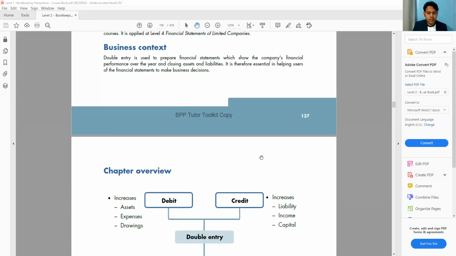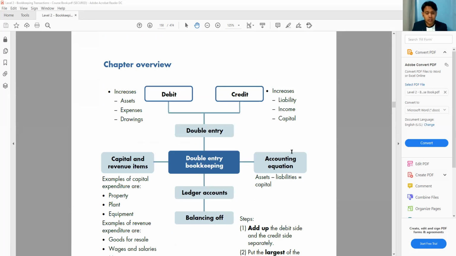Okay, so let's move on here to this BPP book for the AAT level 2, and here they explain about the debit and credit. You can see here they clearly say if our asset, our expense, and our drawings, that is relevant to the debit. Now in accounting terms, debit is always represented with DR. So DR means debit. On the other hand, we have liability, income, and capital. These three always represent the credit, which is represented as CR. So CR means credit.